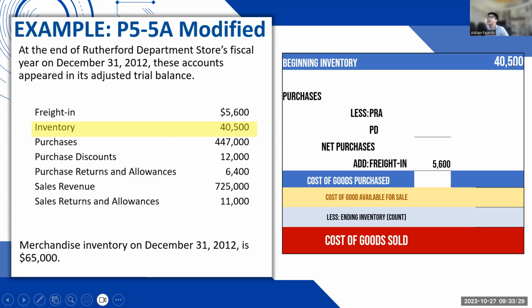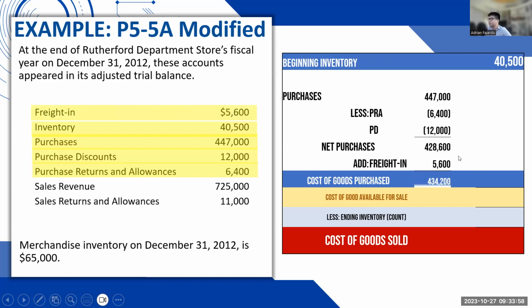My next question is, how much is my cost of goods purchased? Well, my cost of goods purchased is comprised of first, my purchases. So 447,000 less my PRA or my purchase returns and allowance of 6,400 minus our discount of 12,000. My net purchases would be 428,600. Add my freight in of 5,600. I will get my cost of goods purchased of 434,200.